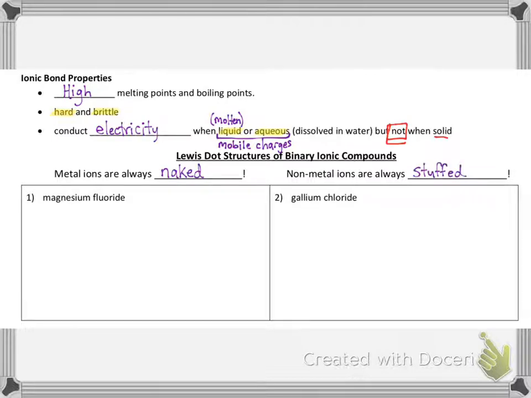First, we need to know what a formula unit of magnesium fluoride is. Well, we know magnesium forms an ion with a 2+ charge, but fluorine, forming fluoride, has a single negative charge. And so to balance the charges, magnesium fluoride is MgF2.